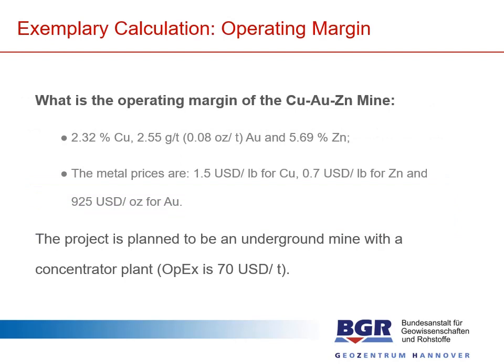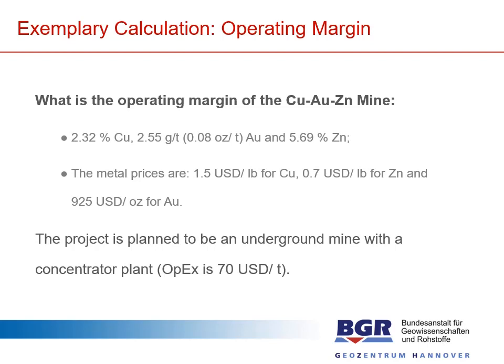Here you can see an exemplary calculation of the operating margin of a mine. In this case, we have a copper gold zinc mine with a copper grade of 2.3%, a gold grade of 2.55 grams per ton, and a zinc grade of around 5.7% zinc. By having a look at the prices, you can see that this is probably a very old example, but on the other hand, you must not overestimate prices, so you must not use actual prices, but you should take, let's say, 5-year average prices to get a good idea and not to overestimate price peaks.